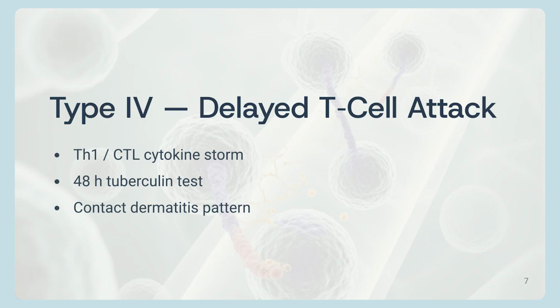But unlike type 1 reactions, this doesn't happen instantly. It takes time, usually around 48 to 72 hours, for it to show symptoms clearly. And examples for this are when people develop contact dermatitis from exposure to substances like nickel in jewelry or poison ivy leaves.